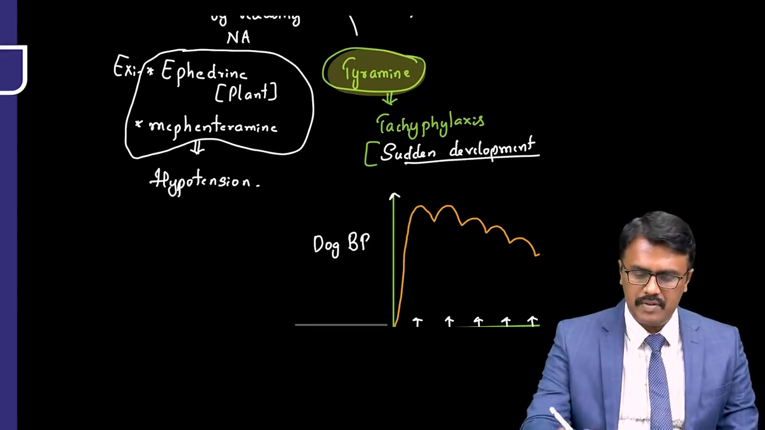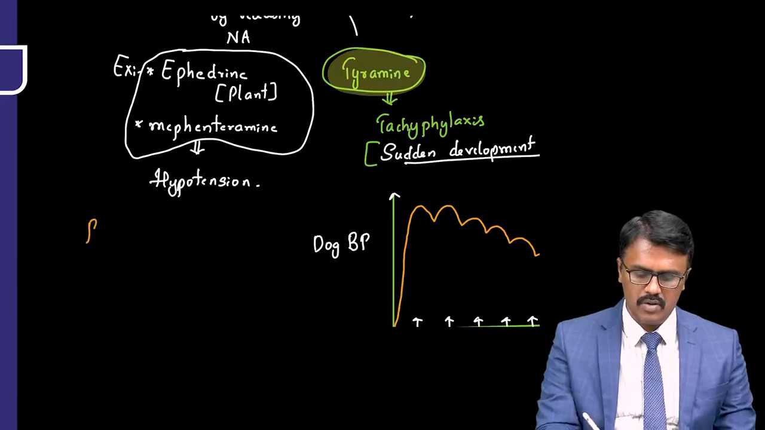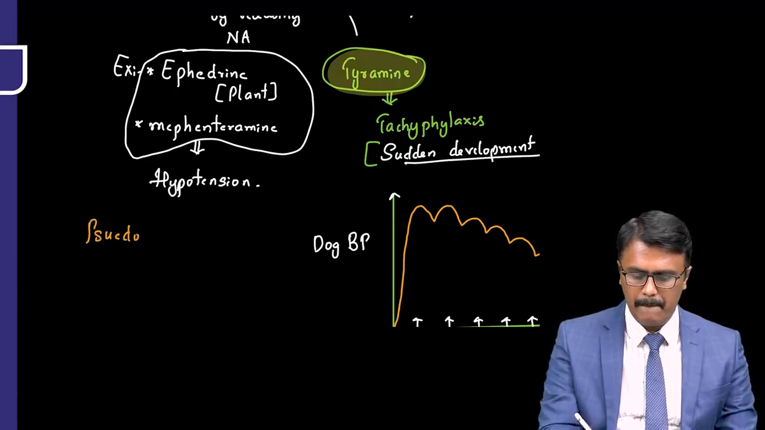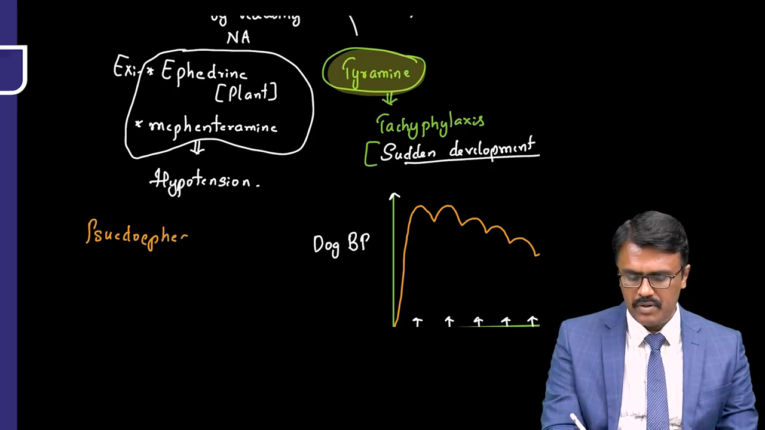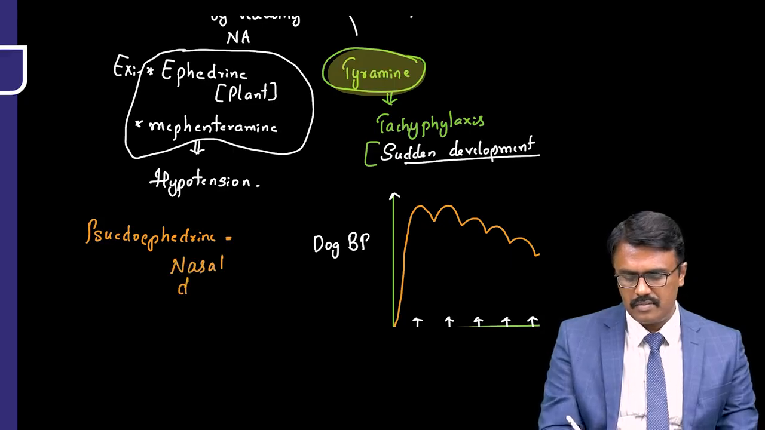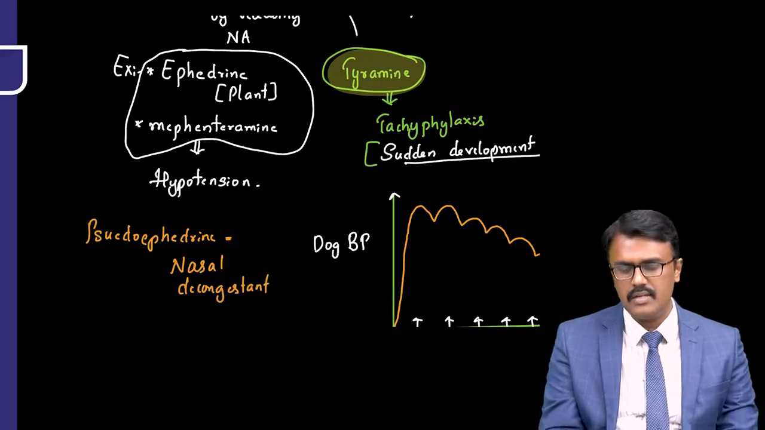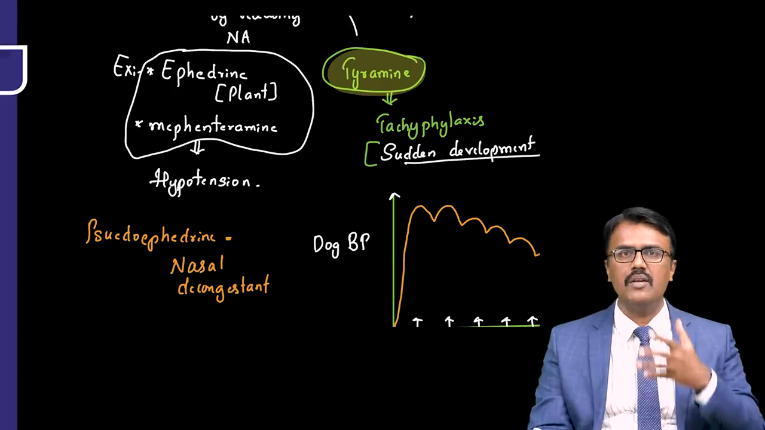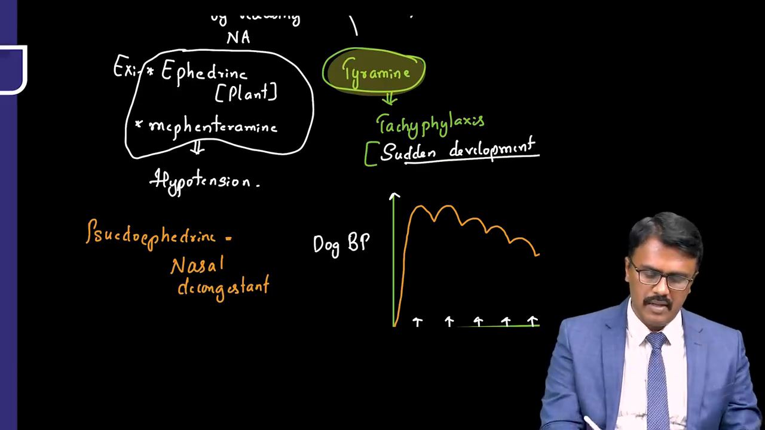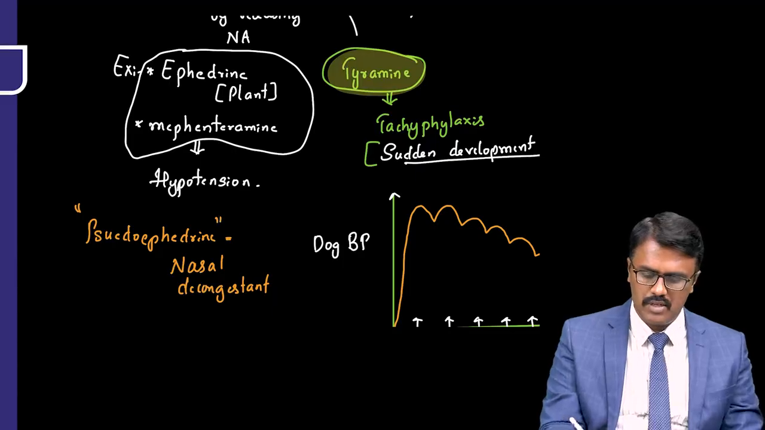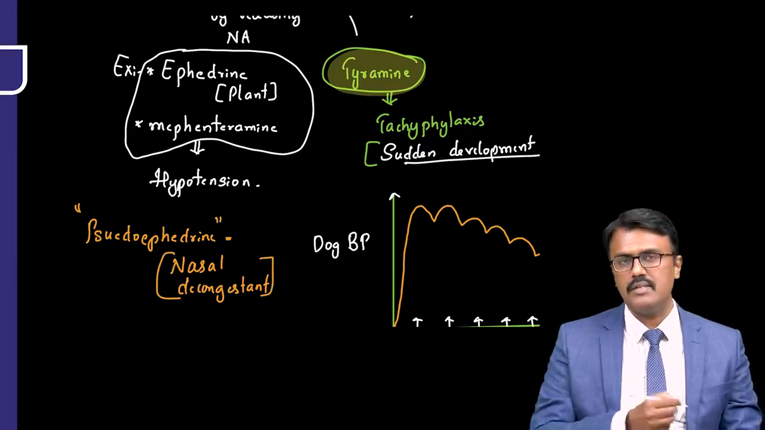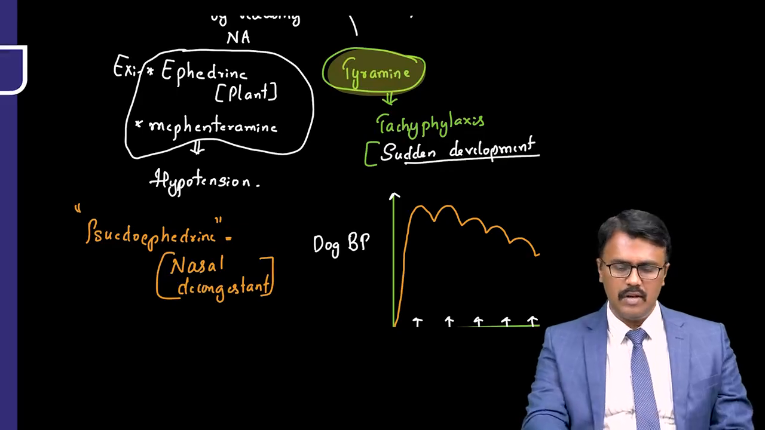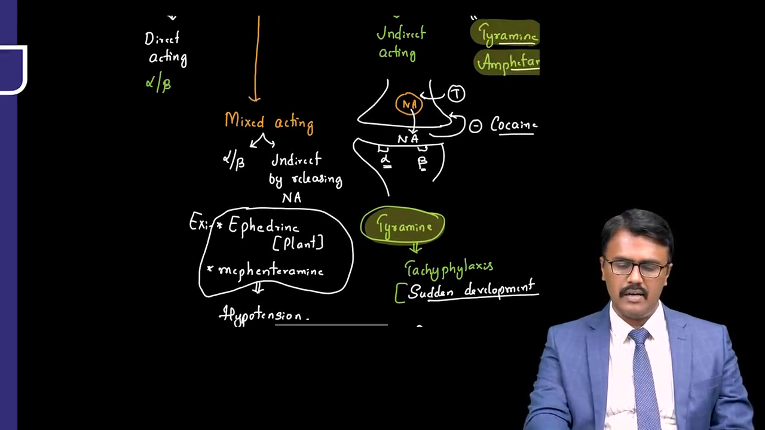Now a derivative of ephedrine is called pseudoephedrine. Pseudoephedrine is a derivative of ephedrine. It is used as a nasal decongestant. That means for a running nose. I'll explain that later. Just remember, pseudoephedrine is used as a nasal decongestant. So that is about mixed acting and indirect acting.